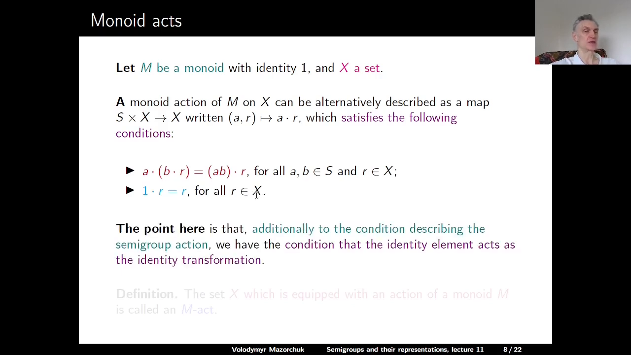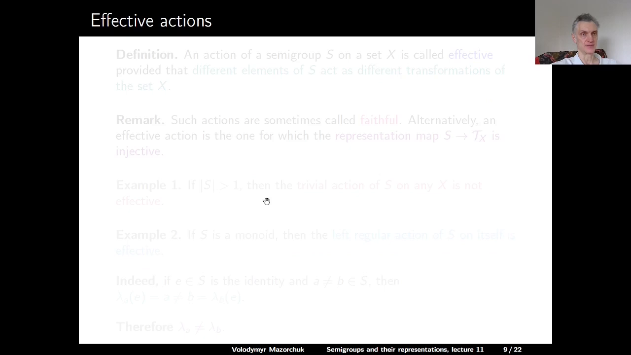So the point is that we have the first condition, the same as for semigroups, which just says that the product of elements acts as the composition. But then we have the second condition, which says that the identity element of our monoid should act as the identity transformation of X. And of course, the set X, which is equipped with an action of a monoid M, is called an M-act.